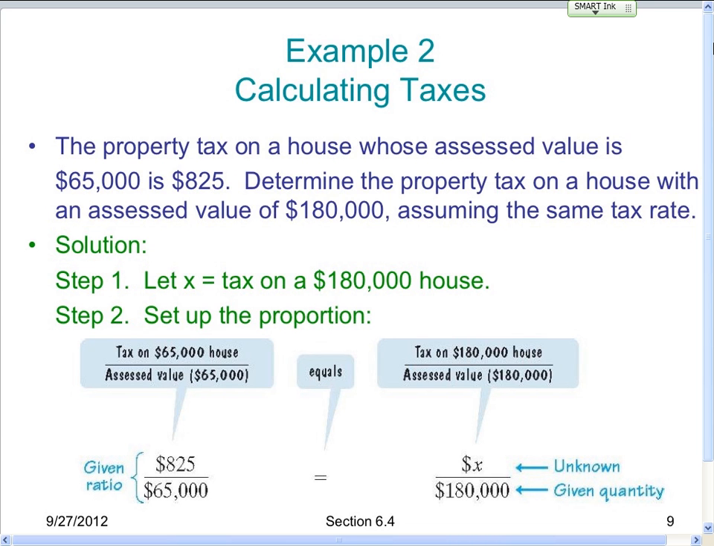Now see, in this example, when the author actually created these slides, they put the tax on the top and the assessed value on the bottom. Tax on top, assessed on the bottom, you still get the same answer. It doesn't matter as long as you're consistent. So as long as this is tax and this is tax, you're good to go.